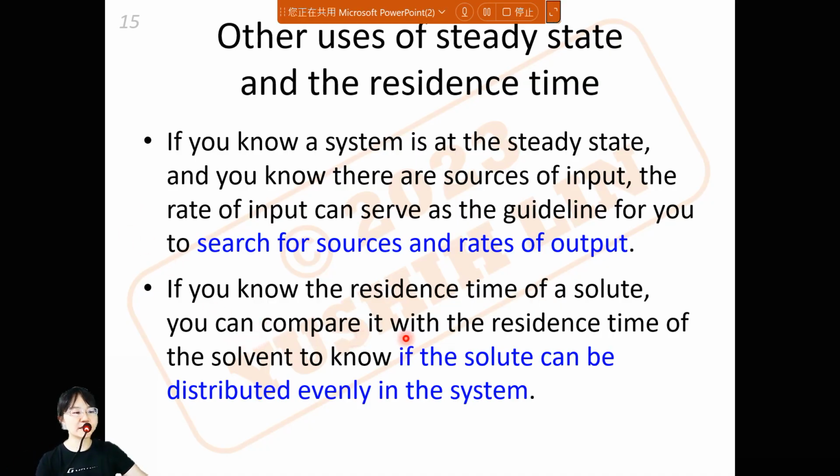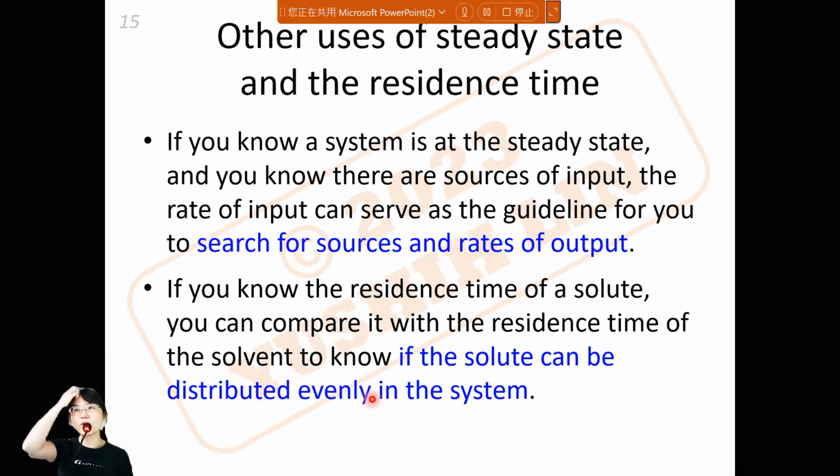You can compare it with the residence time of solvent to know if the solute can be distributed evenly in the system. The solute and the solvent may have different sources. For seawater, the water may come from rainwater or river water or a melted glacier. It has several sources, and each of these sources has a different sodium concentration, for example. Rainwater has very little sodium concentration.